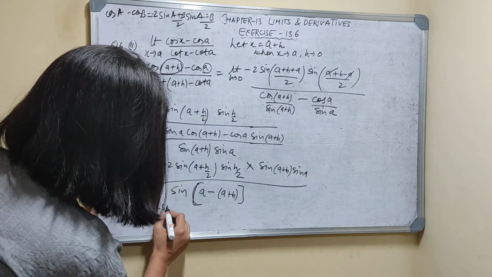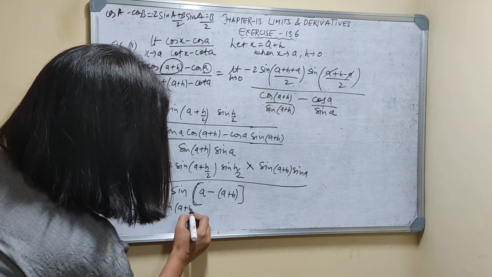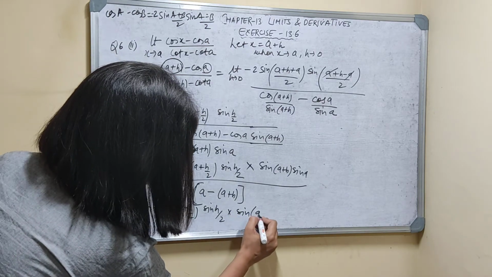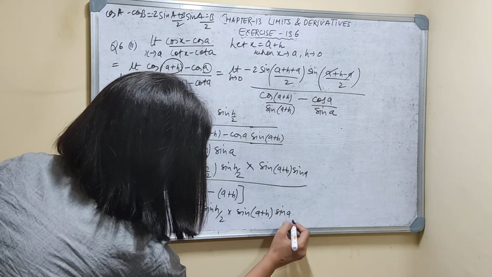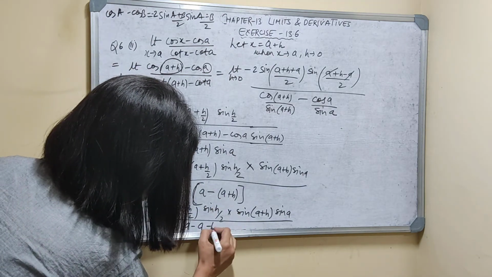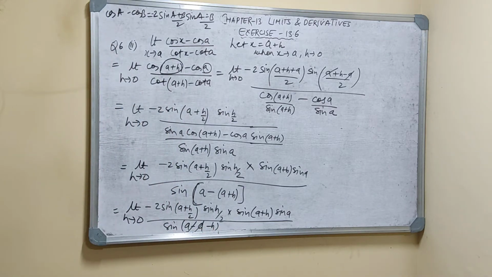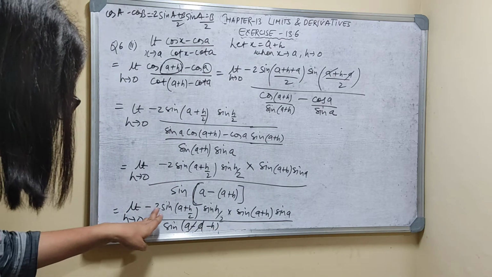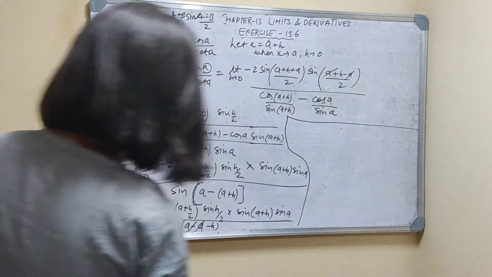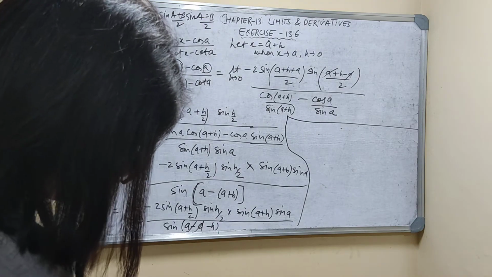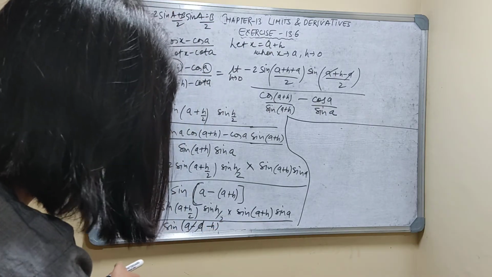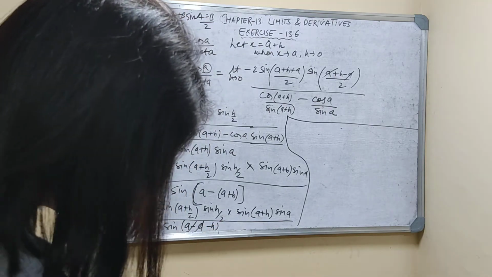Minus 2 sin a plus h by 2 sin h by 2 into sin a plus h into sin a upon sin of a minus a plus h, that is minus h. A minus a cancel. Is it clear till here? Limit h tends to 0, minus 2 sin a plus h by 2 sin h by 2 into sin a plus h into sin a upon sin of minus h. Till here? No problem.